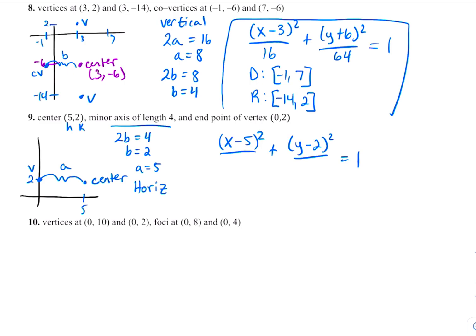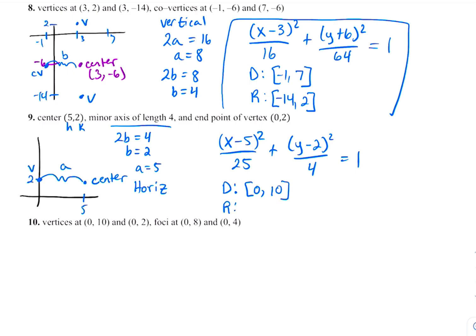And then since it's horizontal, a squared, so my 5 squared goes underneath my x. So this will be 25, and then 2 squared is 4. And then for the domain, so domain is left to right, so it's going to have to be between my vertices. So I already know one of them, so my x value here is 0. And then to figure out the x on this side, I would have to count 5 more this direction. So I'm going to add 5 to the x of my center. So that's going to be 10.